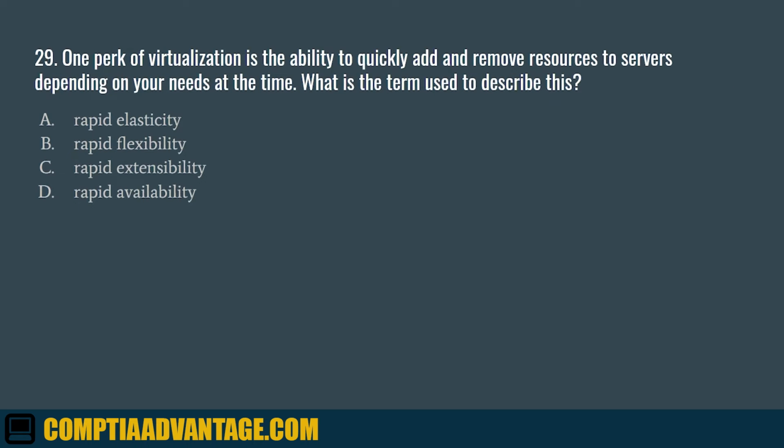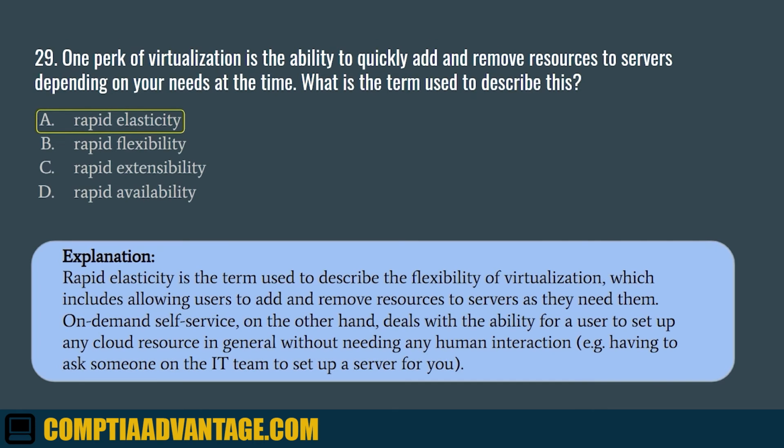Question 29. One perk of virtualization is the ability to quickly add and remove resources to servers depending on your needs at the time. What is the term used to describe this? A. Rapid elasticity. B. Rapid flexibility. C. Rapid extensibility. D. Rapid availability. The correct answer is A. Rapid elasticity. Rapid elasticity is the term used to describe the flexibility of virtualization, which includes allowing users to add and remove resources to servers as they need them.